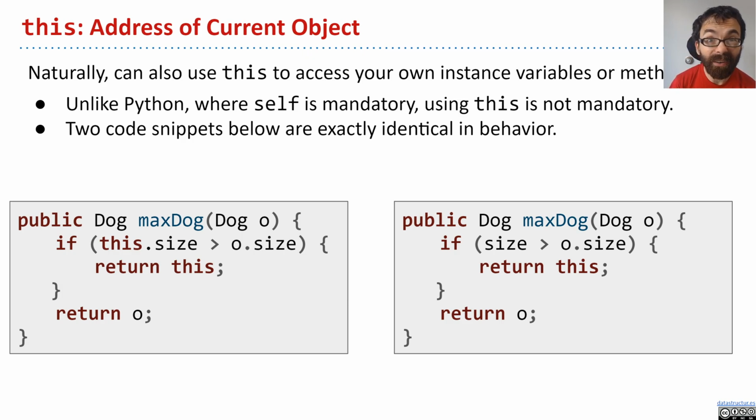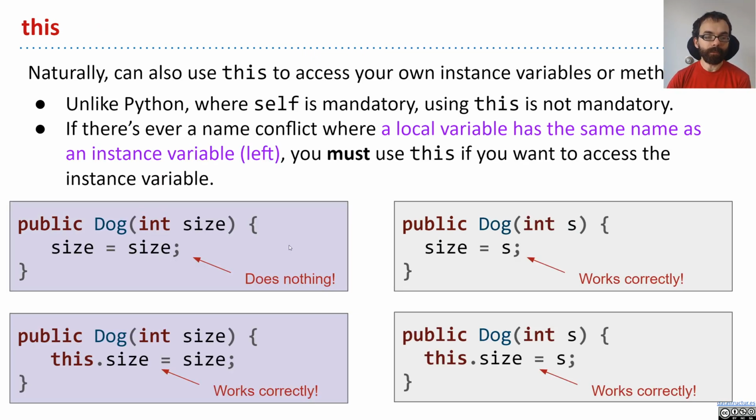Now, one thing though is that if I have a naming conflict, so for example, I have a local variable that has the same name as an instance variable, then I need to use this in order to disambiguate. Okay? So imagine that we have a constructor for dog that has a parameter called size, and let's say the dog class also has a variable called size. Here, there's a name conflict. This variable is hiding the instance variable. Okay? So if I write this method size equals size, there's a name conflict.